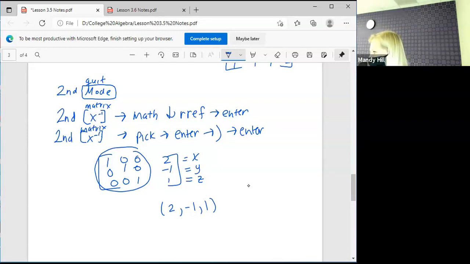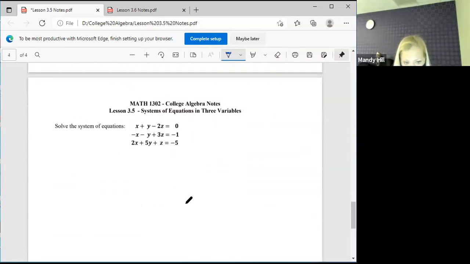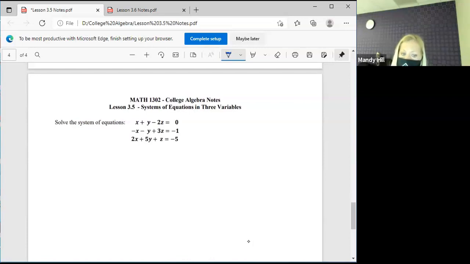Does anybody need me to go back to any of that stuff? Okay. Let's look at the next one. There's only one left. So let's do this one together and make sure you guys can get it. So they are lined up, X, Y, Z, equal sign, number. If they're not, you're going to have to move things around so that they are.